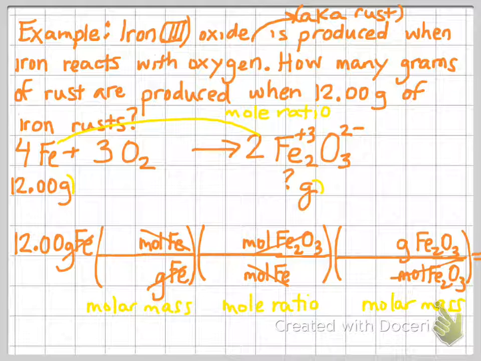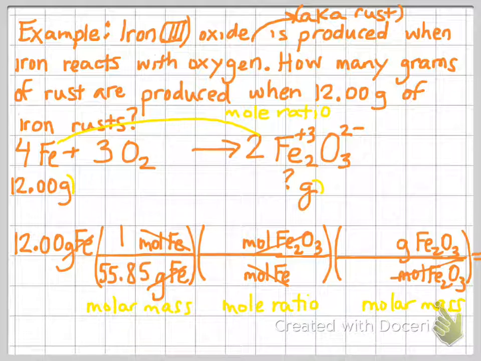Okay, so let's talk about the numbers. Remember, easy number in molar mass is 1 because it's always 1. And again, I'm going to use just 4 significant figures here because I have 4 significant figures in my 12.00. So I look up iron on my periodic table. It's 55.845, so I'm going to use 55.85.